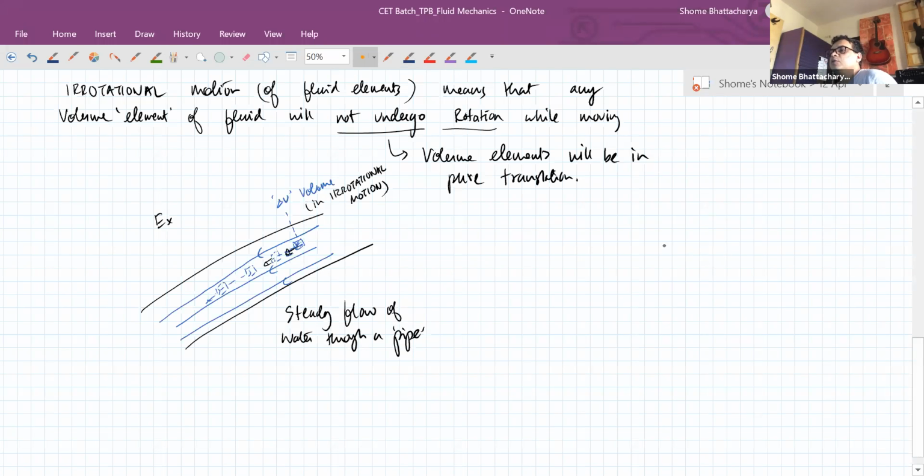A very extreme example of a fluid in turbulent and rotational type of motion is smoke coming out of a chimney. Now, smoke is a gaseous mixture with suspended particles, so it can also be treated like a fluid, but it is definitely not an ideal fluid because it is highly compressible.